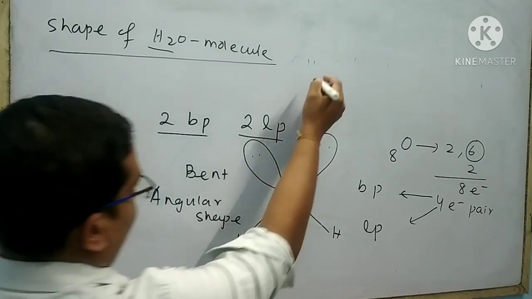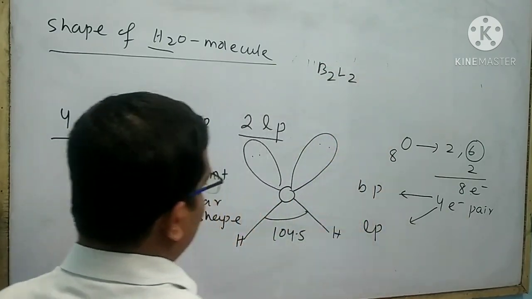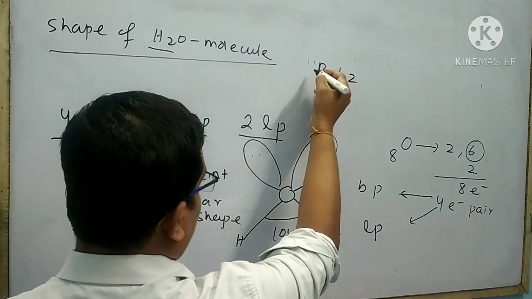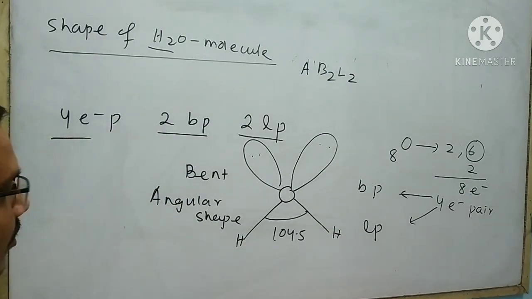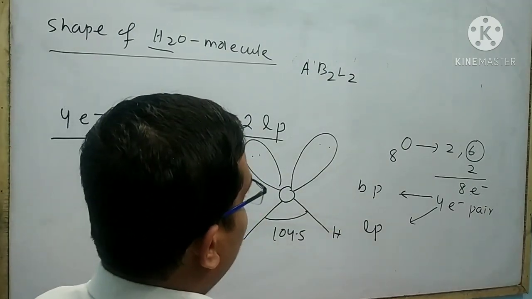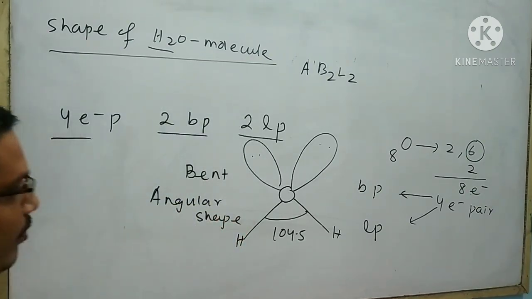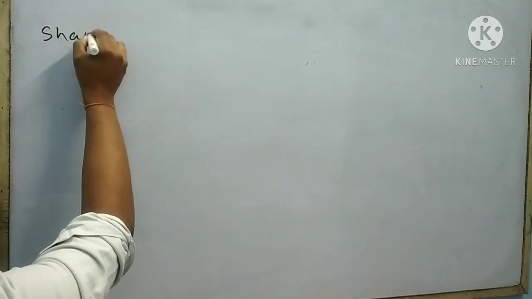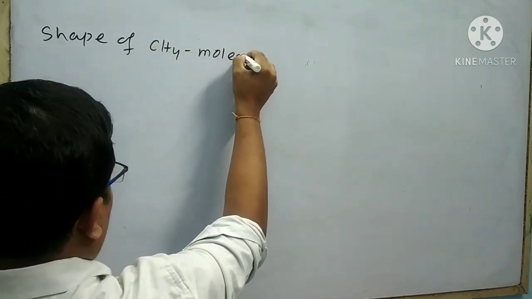Here 2 bond pair are present and 2 lone pair are present. Suppose oxygen is the central atom A, then the molecule is of AB2L2 type. It is clear that water belongs to AB2L2 type molecule. Next I want to explain about the shape of methane molecule.